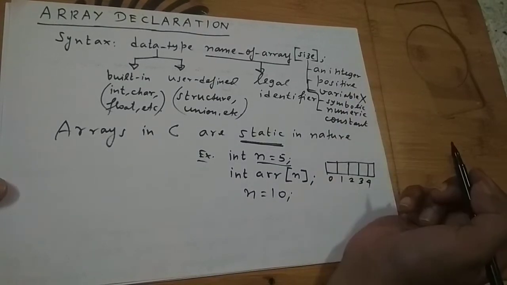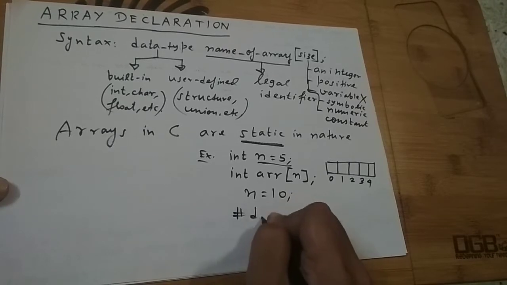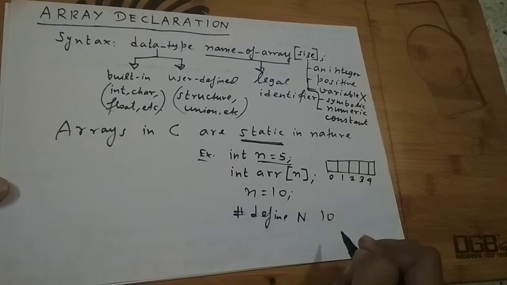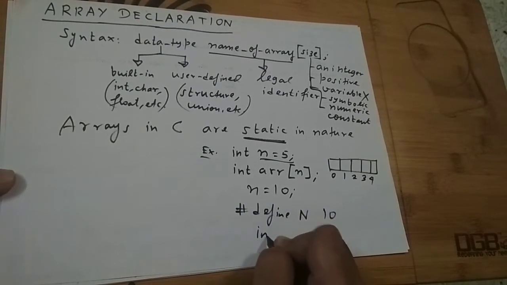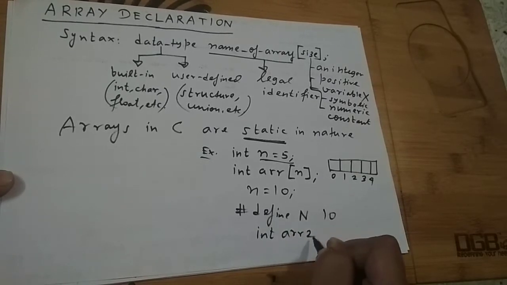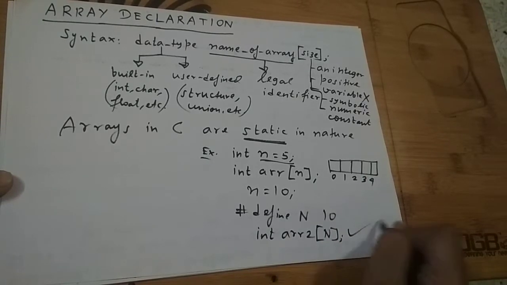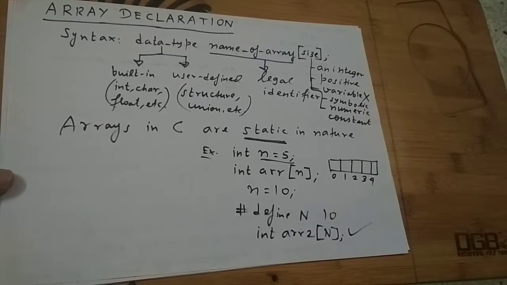A symbolic constant comes from your hash define statements. That means if I have something like this, hash define n 10, right? And then what I decide to do is I declare an array. Let's call that array ARR2. This is a legal identifier because the number can appear at the end. And then if I give n, this is perfectly valid, because the value of n will not change. Okay, so this was all about your array declaration.